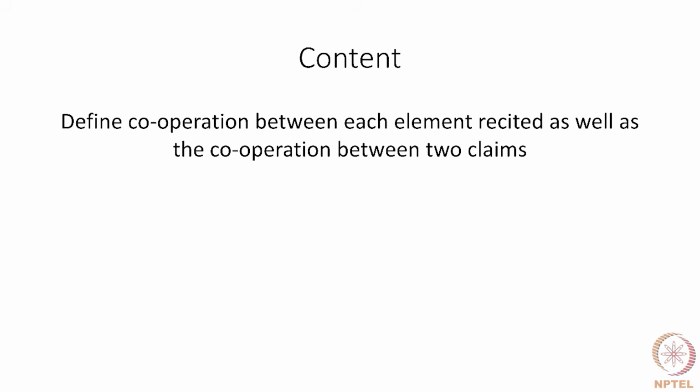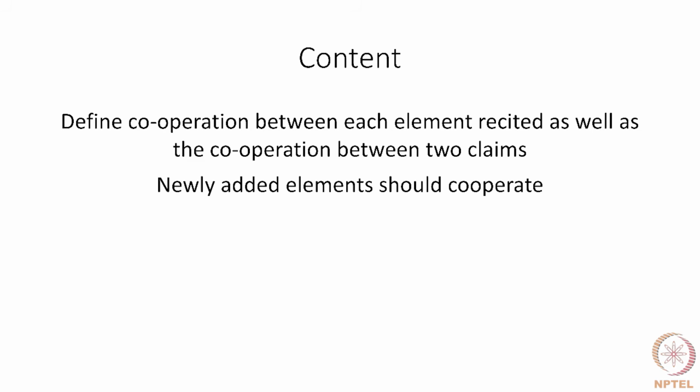Content. Now you have to define cooperation between each element recited, as well as cooperation between the two claims. Now the two claims, we are referring to the parent and the dependent claim. Now newly added elements should cooperate. For instance, in the foldable iPhone case, we saw that the metal was referred. So there has to be reference to the metal and the fact that the metal forms a part of the display. So the relation or the cooperation has to be clear.